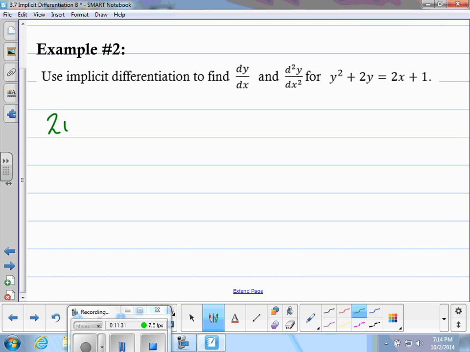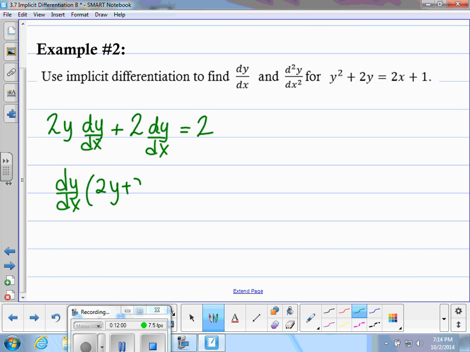So 2 times y dy/dx, because I just derived y, plus 2, because that's the derivative of 2y, but then dy/dx, equals 2, because that's the derivative of 2x, plus 0. All right, so isolate the dy/dx's. Oh yeah, they're already on the left side of the equation. Great. Factor them out. So dy/dx times (2y + 2) equals 2. Next step would be to divide by the 2y + 2. So dy/dx equals 2 over 2y + 2.